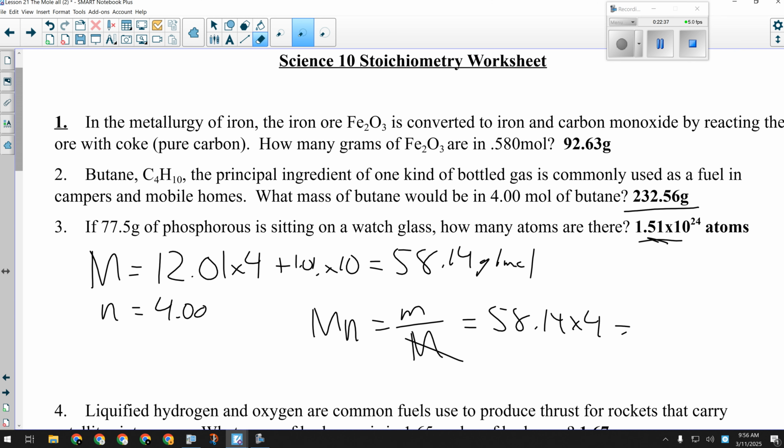How many people have done 3? All right, I'm going to give you a couple minutes. I want to do 3 before the bell goes. So I'll give you 2 more minutes on number 3, and then we'll go through it.